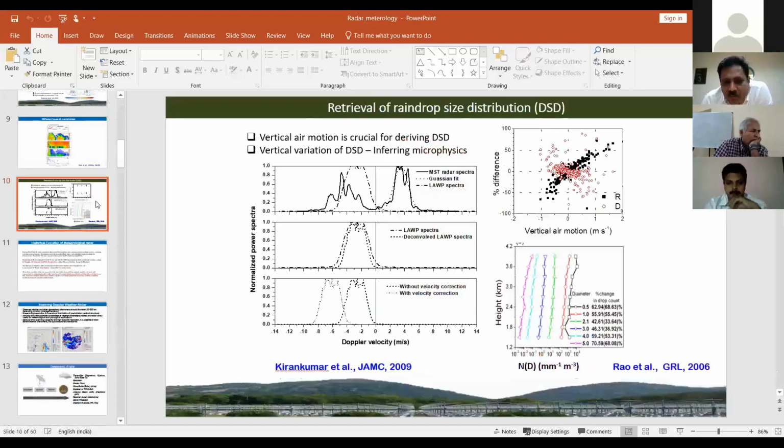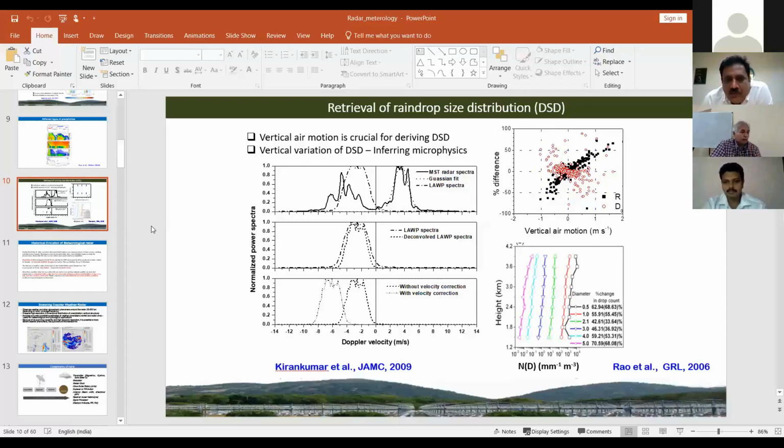I think he is asking about this one. Actually, in this one, we have two radars, two frequencies rather. But even with one radar we can get this info. We can derive the raindrop size distribution information. The only thing is, like I told, we have two things we have to do.